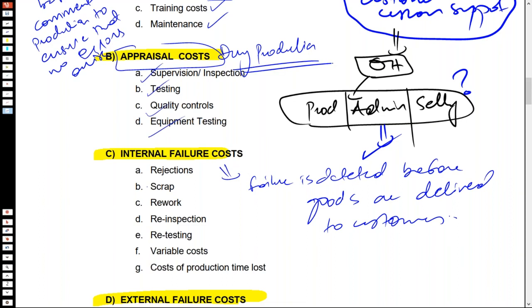What exactly do you mean by this? This would actually mean that, for example, if you have manufactured a product and there is an issue identified within the product, if there is a failure, if there is a problem identified with the product, that is going to be considered as what? That is going to be considered as the internal failure cost. So it's mentioned over here that the cost of rejection, the cost of scrapping out the product, the rework, etc., all of this is going to be ultimately considered as internal failure cost.